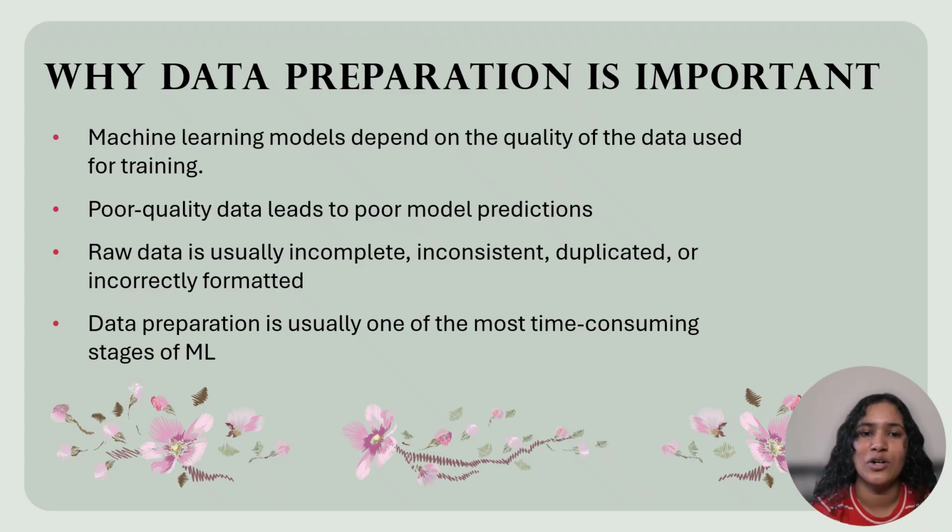Second, poor quality data leads to poor results. There is a common saying in data science: garbage in, garbage out. If the data contains errors, missing information, or incorrect values, the model will learn the wrong patterns and produce inaccurate predictions. Third, raw data is usually messy.